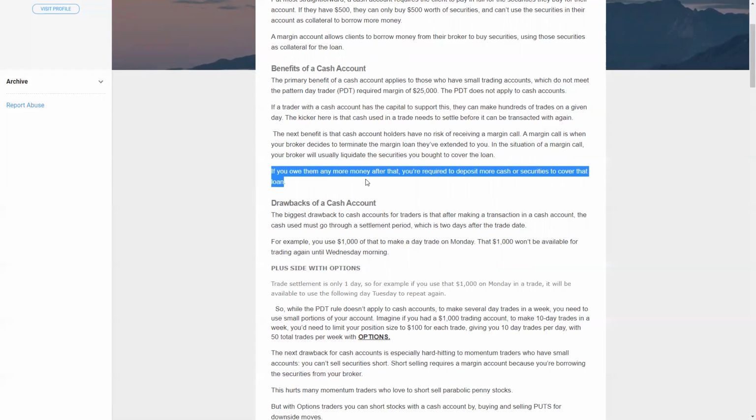Okay, so you can get in some sticky situations if you don't know how to trade with a margin account, even if you're over 25K. Okay, but under 25K, you're screwed. Okay, 3 day trades a week is not going to cut it. At least not where I come from.